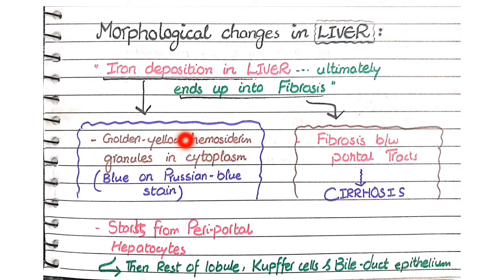These golden yellow hemosiderin granules can be stained by a special stain known as Prussian blue stain. Through this stain, the hemosiderin granules will appear blue. Now, the pattern of deposition is such that iron deposition starts from the periportal hepatocytes. You know there is a hepatocytic lobule. In the center of the lobule there is the central vein, and at the corners there are portal tracts. So iron deposition first occurs in those hepatocytes that are in the periportal position.